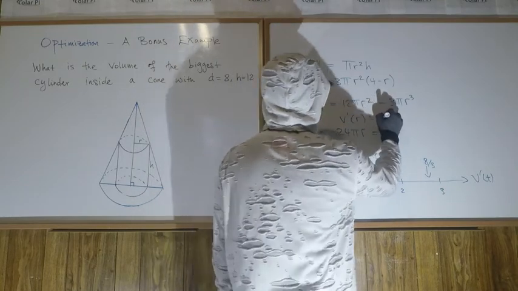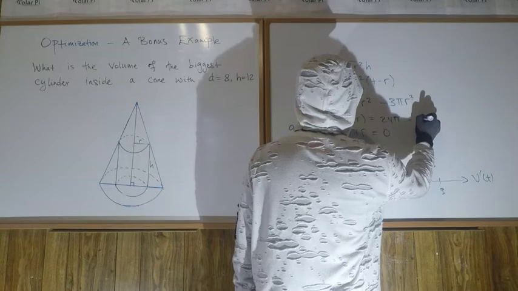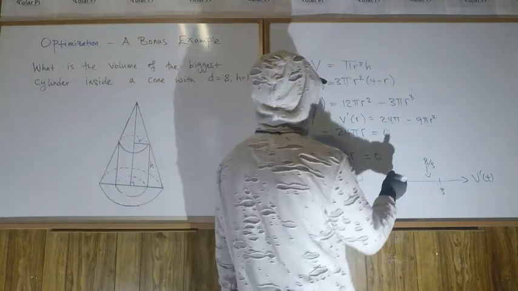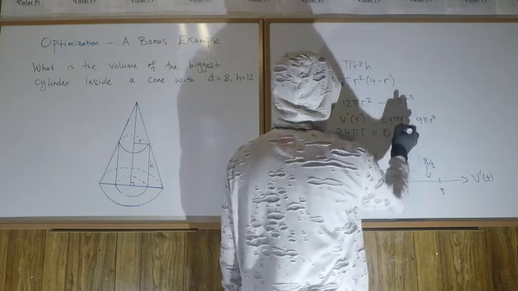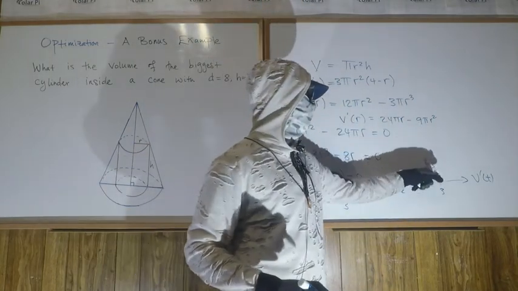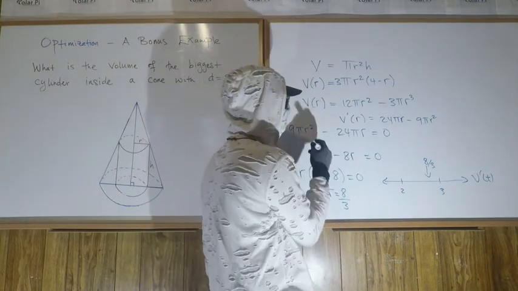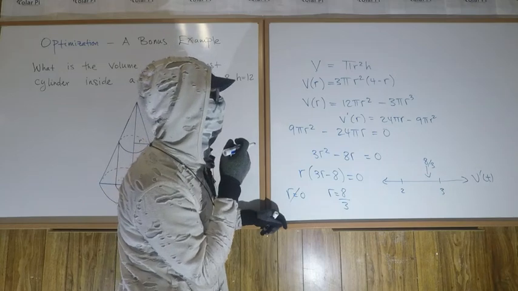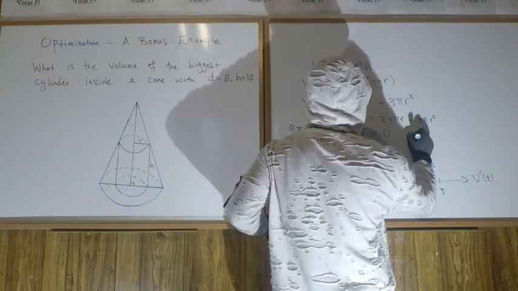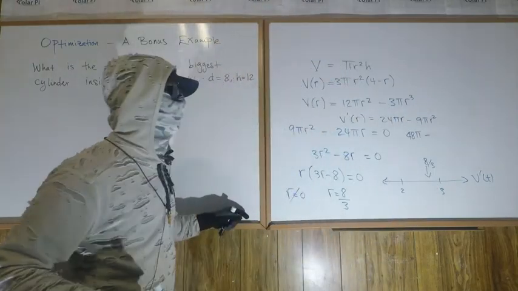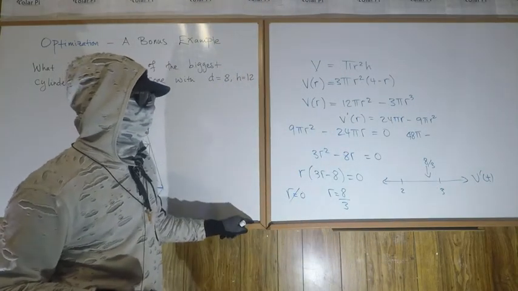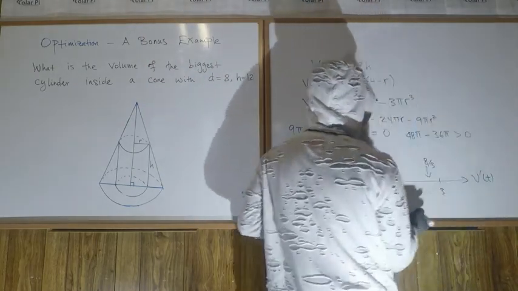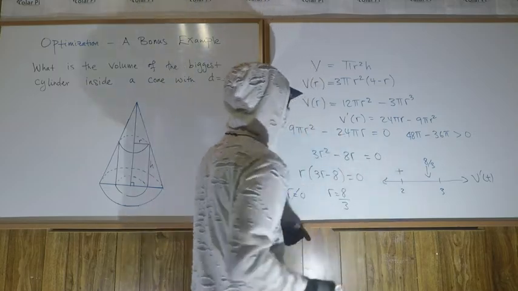V prime is equal to what? 24 pi r and then minus 9 pi r squared. So if we test a number to the left of 8/3, which is 2, then v prime of 2 is going to be 24 pi times 2, that's 48 pi, and then minus 9 pi times 2 squared. What's that? 9 pi times 4, that's 36 pi. And so we could clearly see that this is greater than 0. So v prime is positive to the left of 8/3.